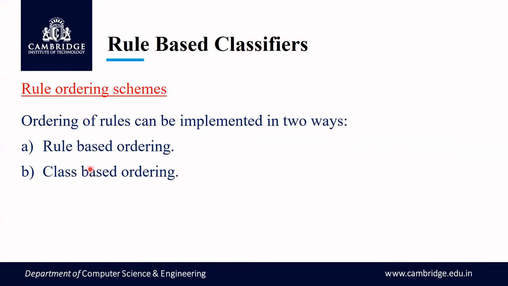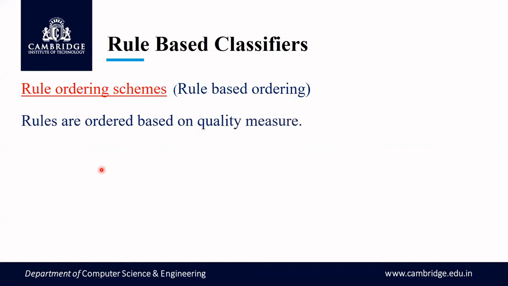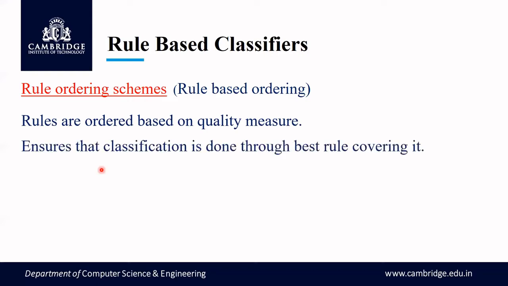Now let's see one by one what rule-based ordering actually is. In rule-based ordering, the rules are ordered based on a quality measure. That is what we have seen in the ordered rules, correct? Rule-based ordering is equal to what we have studied in the ordered rules. Here individual rules are ordered by some rule quality measure. This ensures that the classification is done through the best rule which covers that particular record.